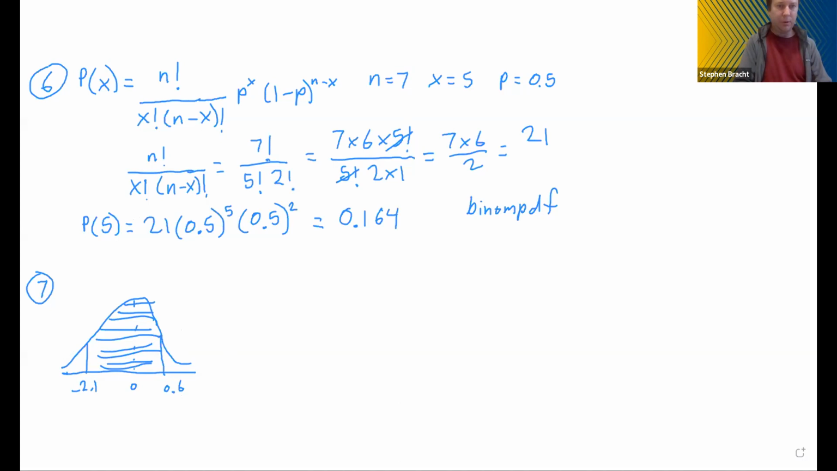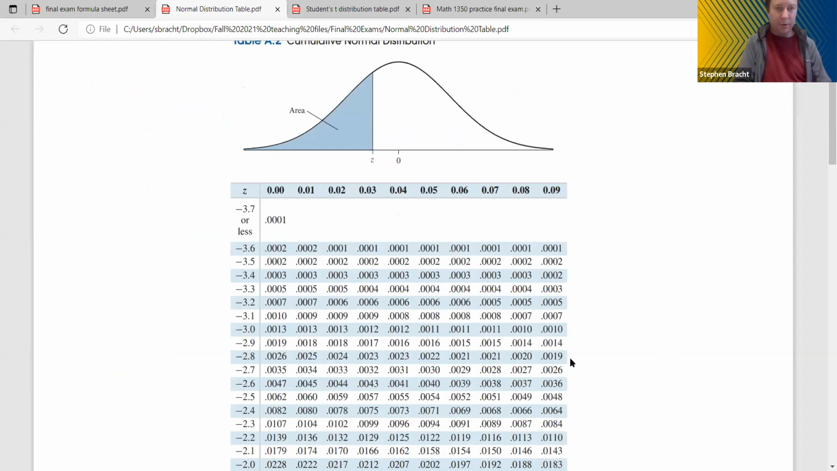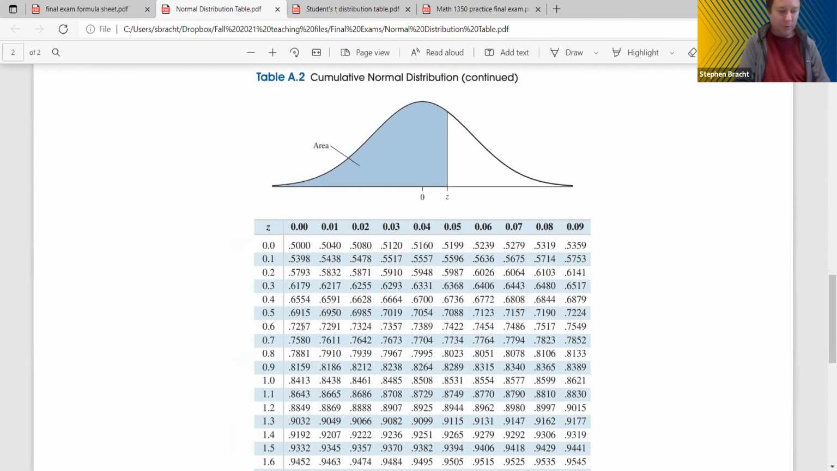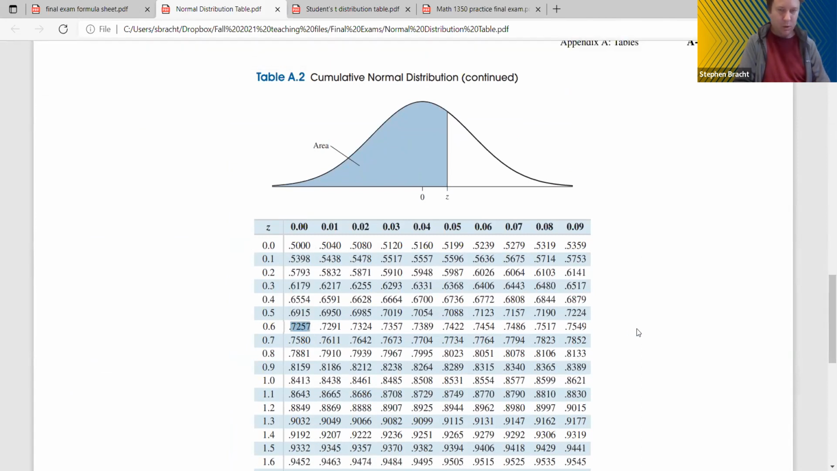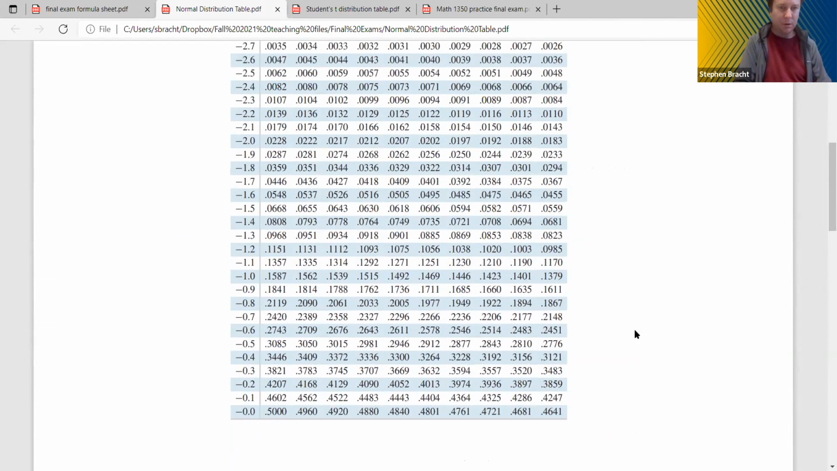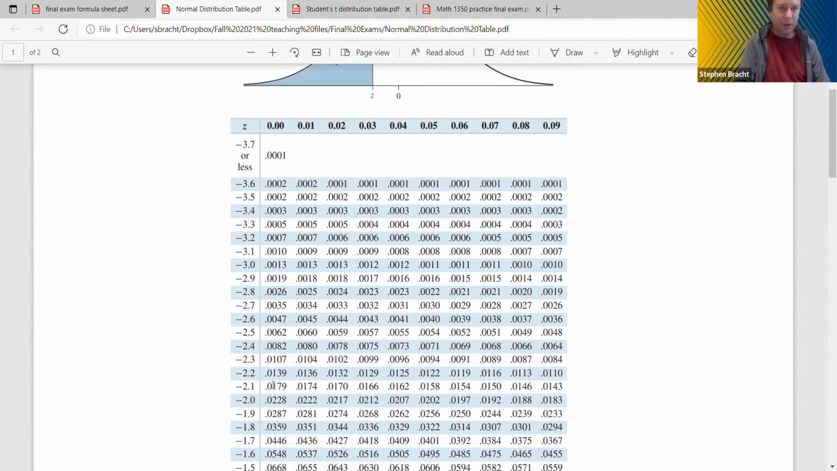So let me bring up the table here, which is right here. So the area to the left of 0.6 would be, I find 0.6, and then I find the number under 0.00, and it says 0.7257. And then I subtract from that the area to the left of negative 2.1, and that's up here. Okay, it's right here, 0.0179. Okay, so I have 0.7257 minus 0.0179.